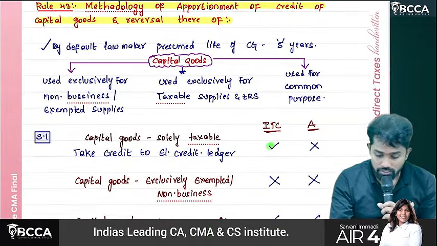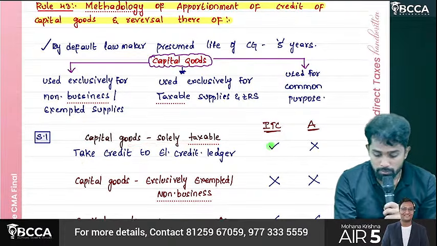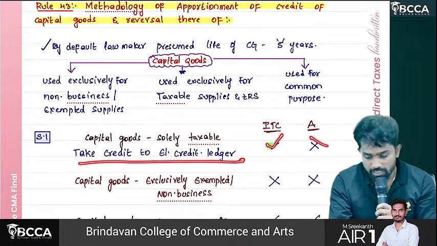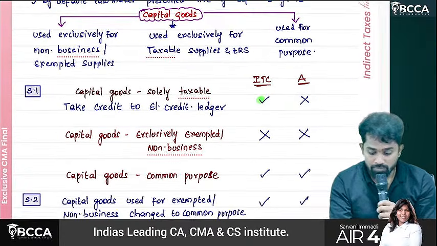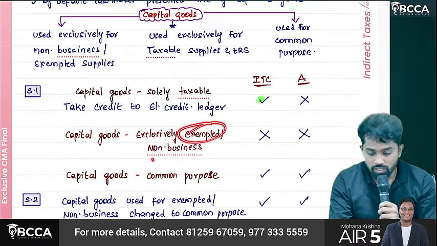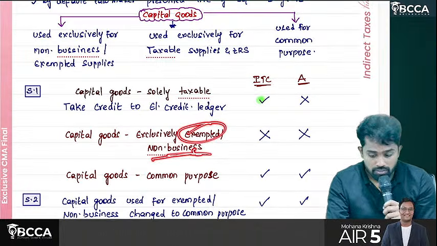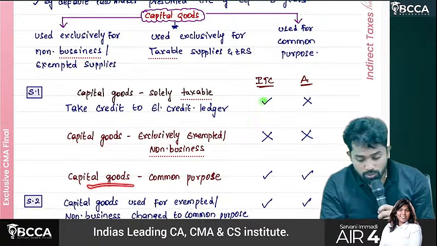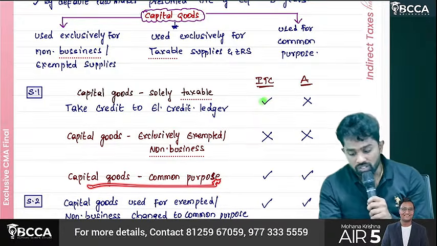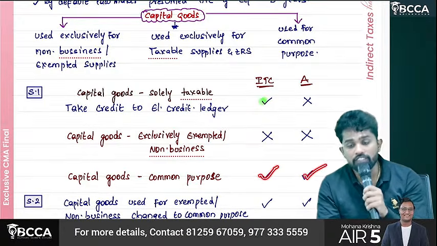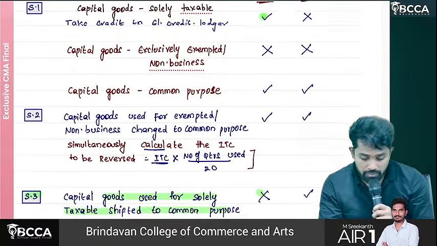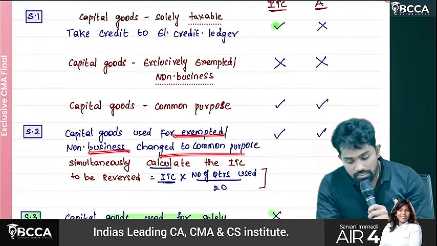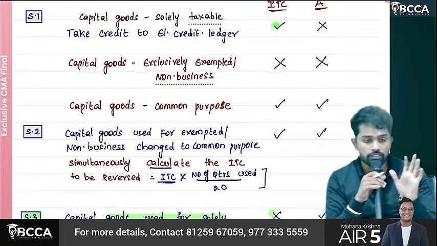So see, capital goods solely taxable purpose. What we will do? Take credit to electronic credit ledger ITC. Need not mark it as A. Capital goods exclusively exempted or used for non-business purpose. Then we will not even avail ITC, will not even mark it as A. Capital goods used for common purpose. Then we'll avail ITC and even mark it as A. Now, capital goods used for exempted, non-business and then changed to common purpose. Sir, what is this?